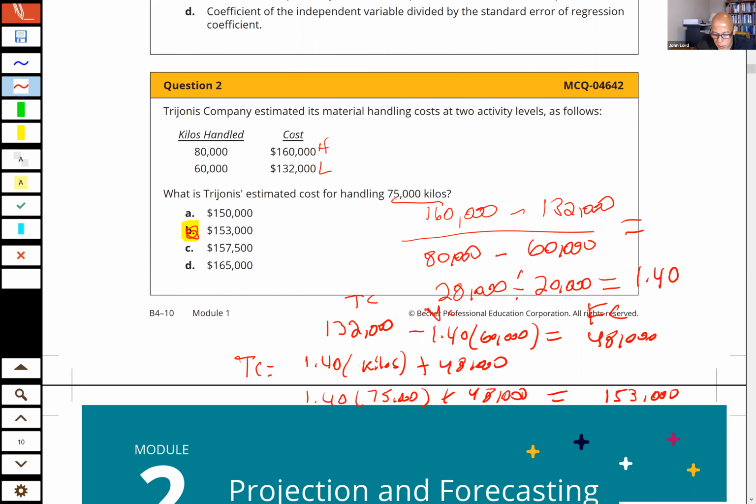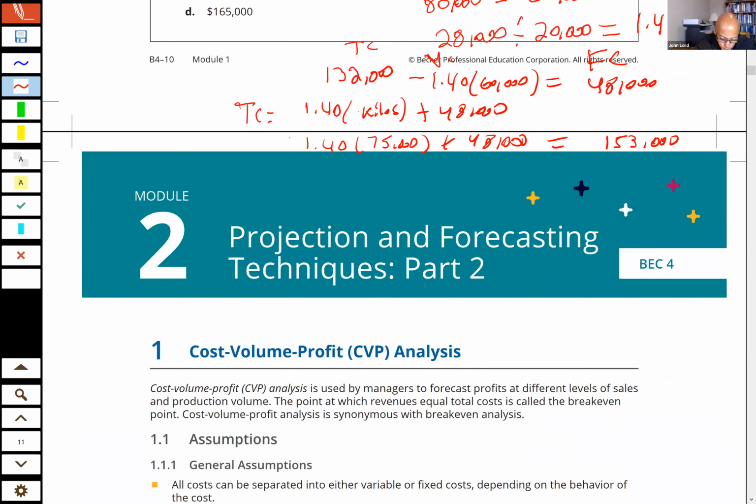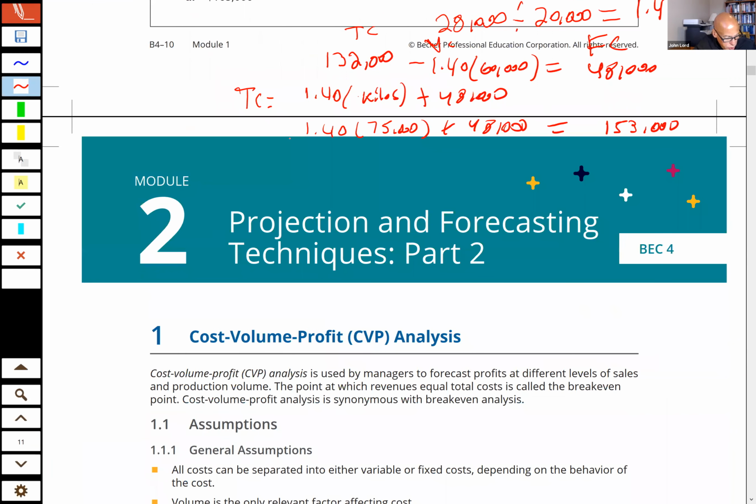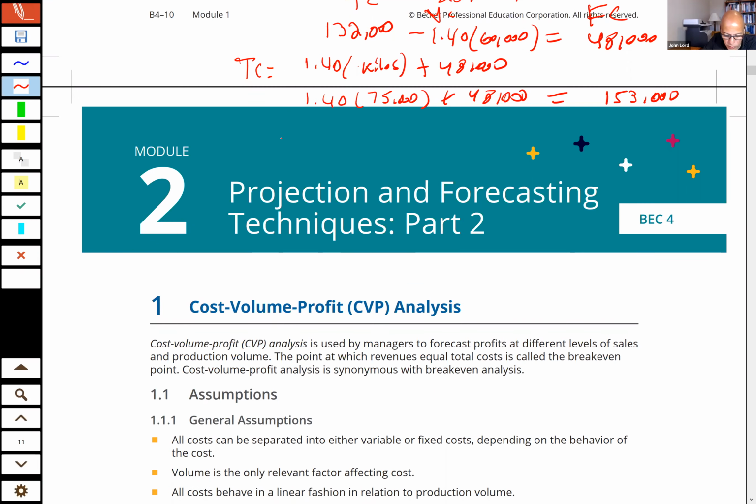All right, good. Let's come over and let's take a look at starting to do some cost volume profit analysis. Yeah, it's too early for the break. We should be able to get through a lot of this, and we might go to the break a little later tonight. So I think we're okay right now.